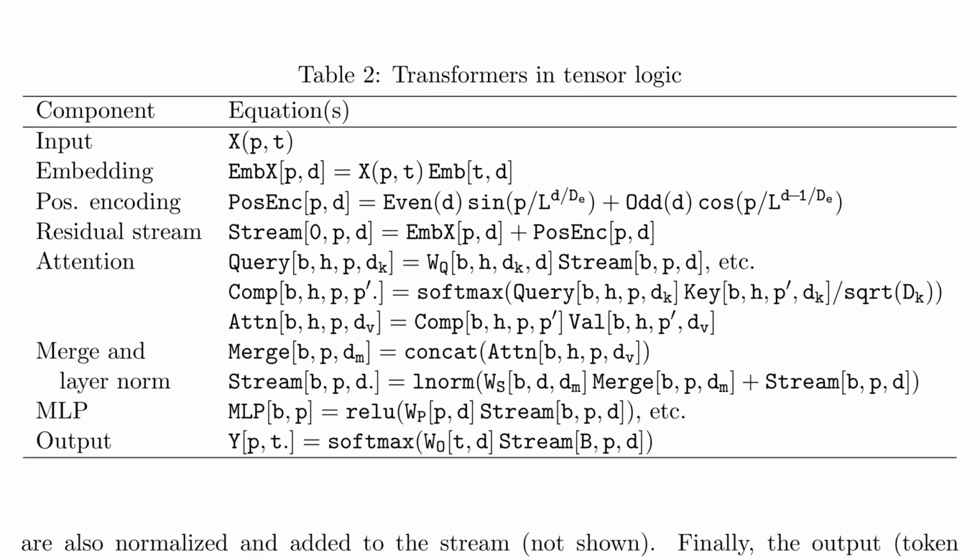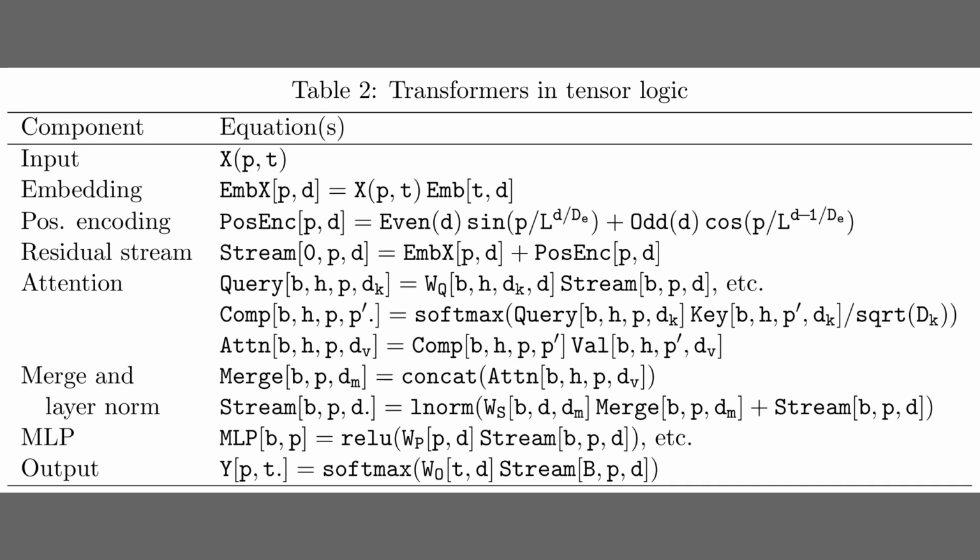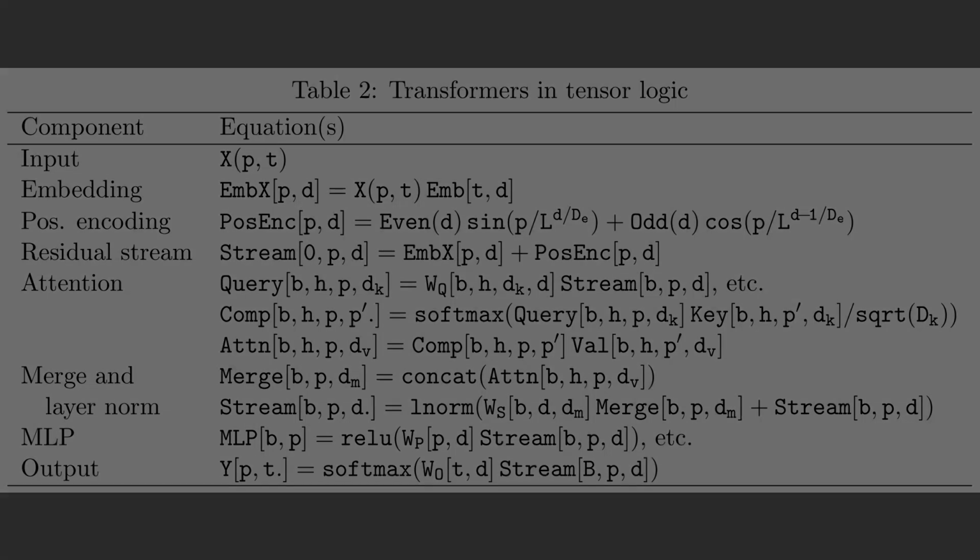So the previous figure summarized graph message passing, and Table 2 presents the same reduction for a transformer as concise tensor equations. The table walks through input, token embeddings, and sinusoidal positions, then defines a residual stream that carries state across layers. The attention block specifies queries, keys, and values with a softmax scoring, which makes the Einstein summation view explicit. Merge and layer norm combine heads. A two-layer MLP updates the stream, and the output applies a softmax over tokens.